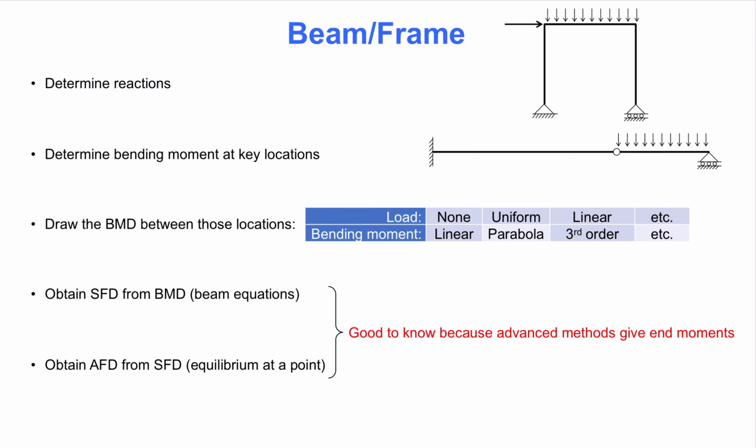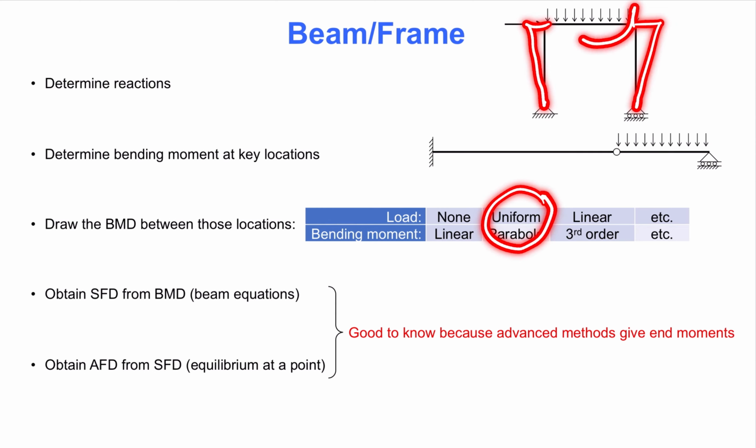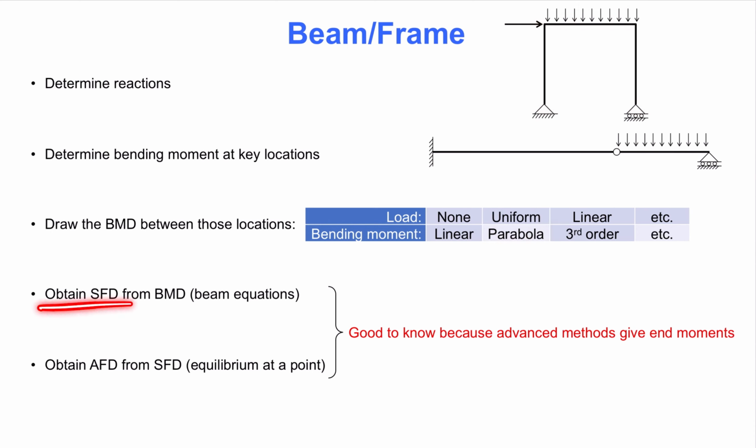Once we have the bending moment value at key locations, we simply draw the bending moment diagram as a line between those known values. As shown in this table, if there is no distributed load along the member, then the bending moment diagram is just a straight line. The upcoming beam equations will explain why. Similarly, if there is uniformly distributed load along the member, then the bending moment diagram is a parabola. The examples covered in other videos will explain how to get the shear force diagram from the bending moment diagram, and how to get the axial force diagram from the shear force diagram.